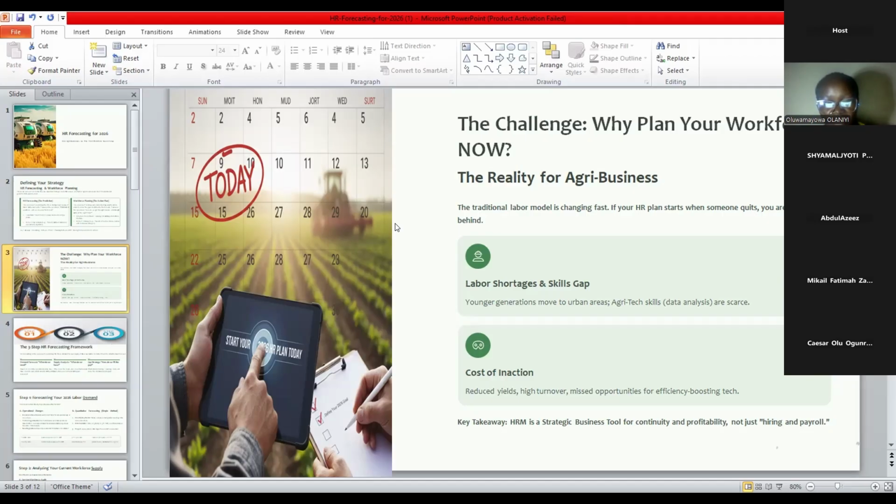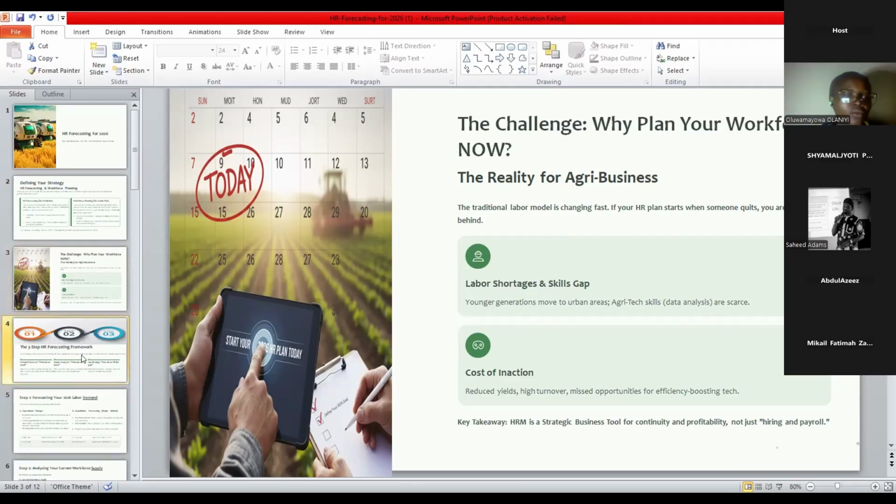Then the cost of inaction is that we have reduced yield, if you don't monitor this skill shortage as it goes, if you don't evolve the way agribusiness is evolving, if you don't follow suit. The cost of our inaction is going to be reduced yield. Probably we will not have enough food, and for somebody like me who likes food, please, we need to take action. Then we have high turnover, and we miss opportunities for efficiency-boosting tech. So that tells us that human resource management is a strategic business tool for continuity and profitability, not just hiring and payroll, not just 'get them for me, let me pay them.' There is more to it.